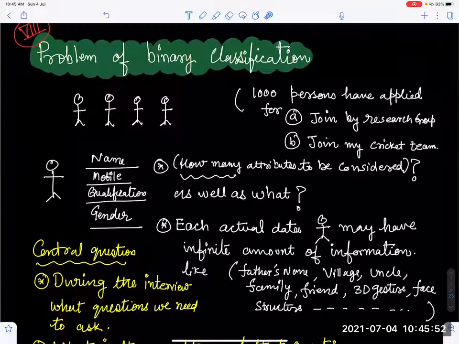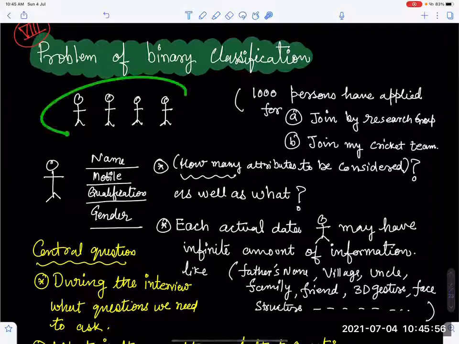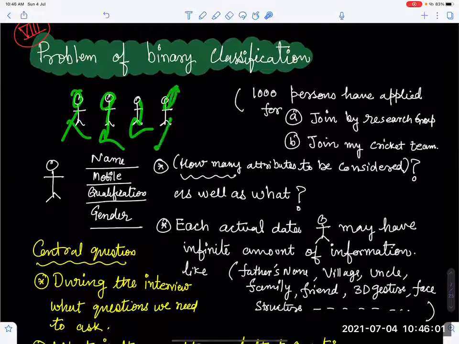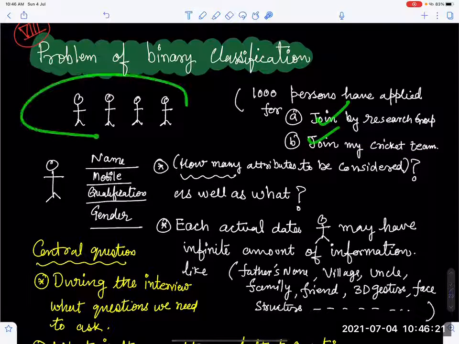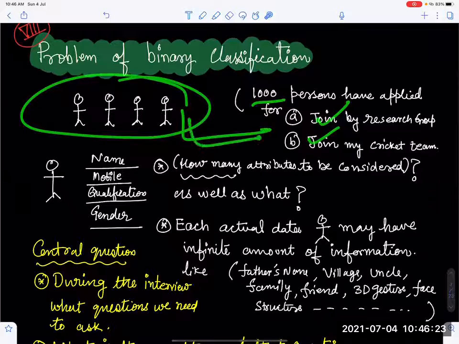Problem of binary classification. It means that I have a huge number of persons standing in front of me. 1000 persons have applied for two things. Maybe to join my research group and do research with me, or maybe they wanted to play cricket and be in my cricket team. These are two different objectives. All of them are applying for this.